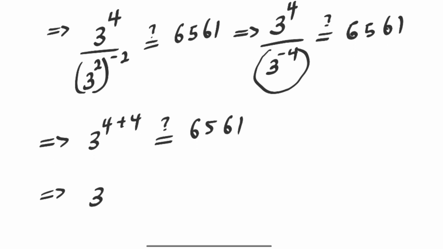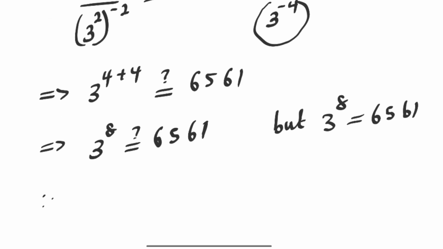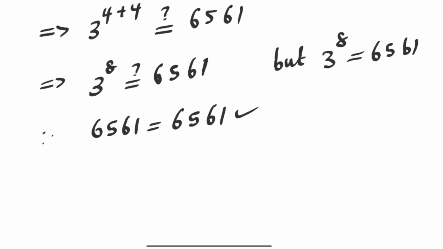We have 3 raised to power 4 plus 4, that is 8, must be equal to 6561. And of course, 3 raised to power 8, but 3 raised to power 8 is equal to 6561. Therefore, the left hand side, 6561, is equal to the right hand side, 6561, which is true.